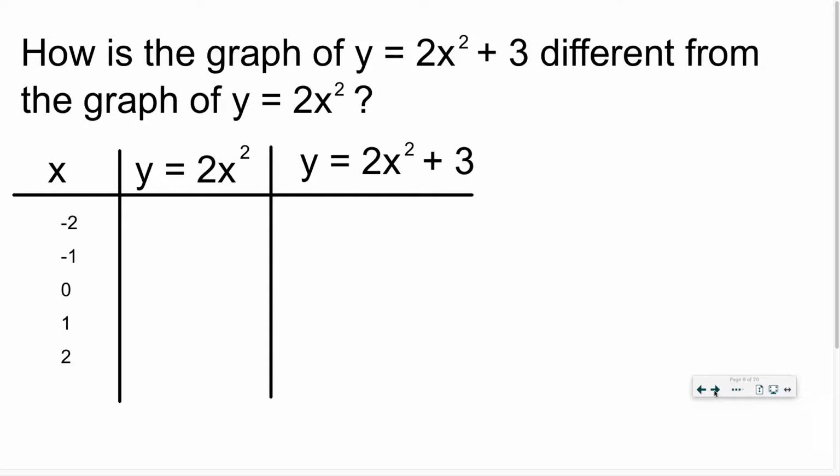If x is 0, y is what? 0. Good. If x is 1, what would y be? 2. What about if x is 2? It would be 8. 2 squared is 4, and then 4 times 2 is 8.